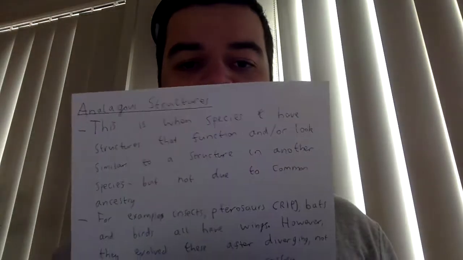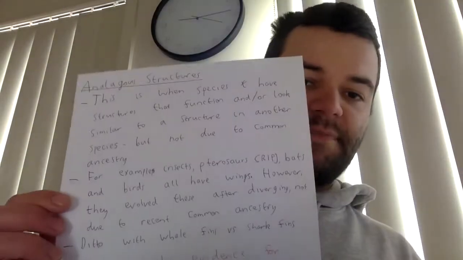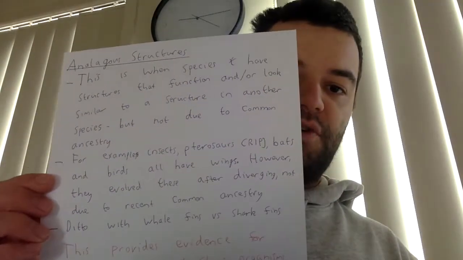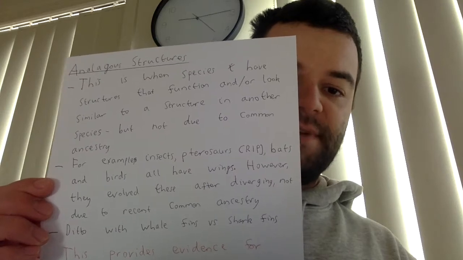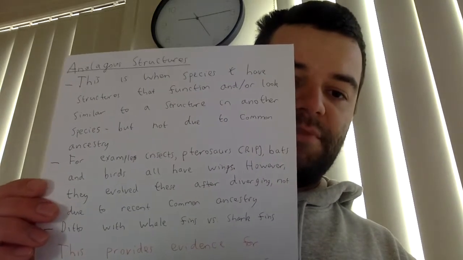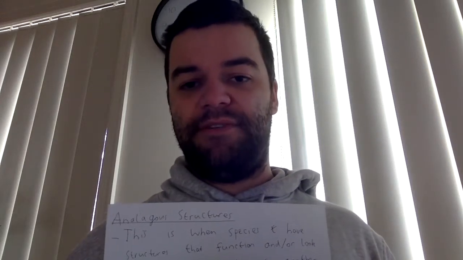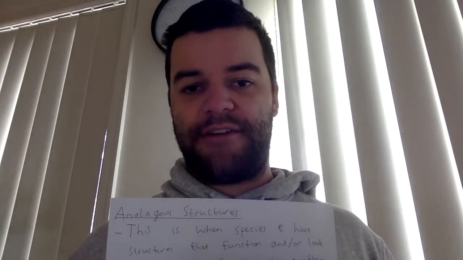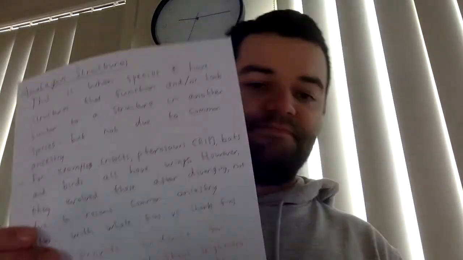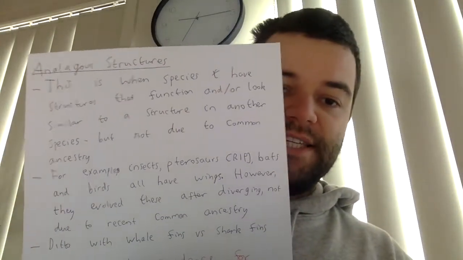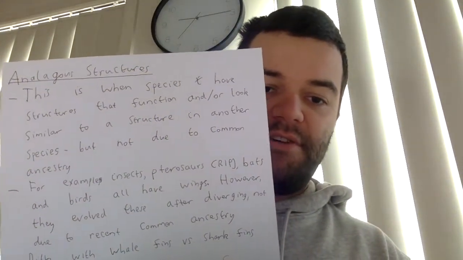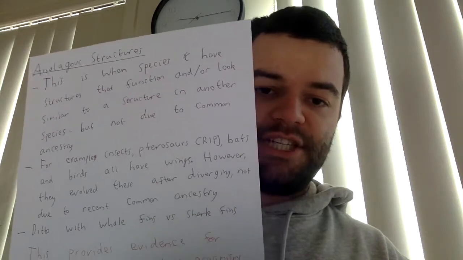The next thing we're looking at is analogous structures. So an analogous structure is when species have structures that function or look similar to a structure in another species, but not due to common ancestry. So basically, for analogous structures, they have a similar feature, but it's not due to them inheriting it from the same ancestor. They've gained it due to having a similar lifestyle rather than similar ancestry.